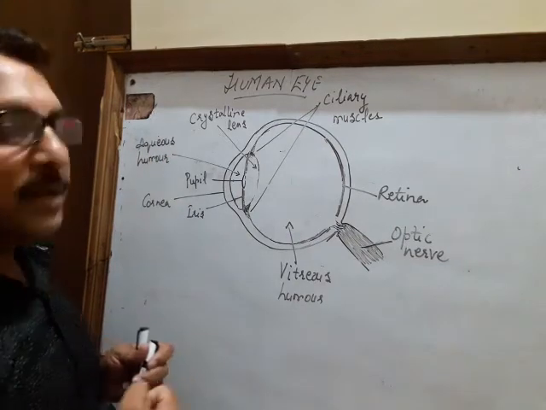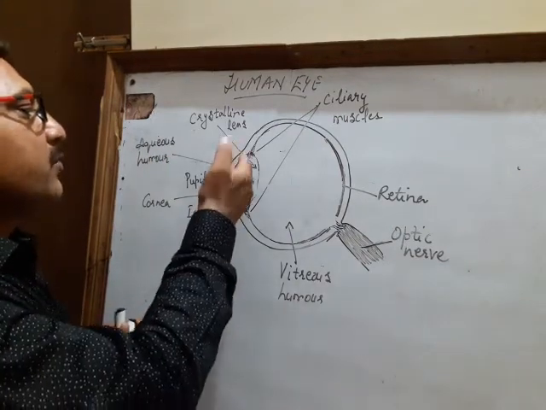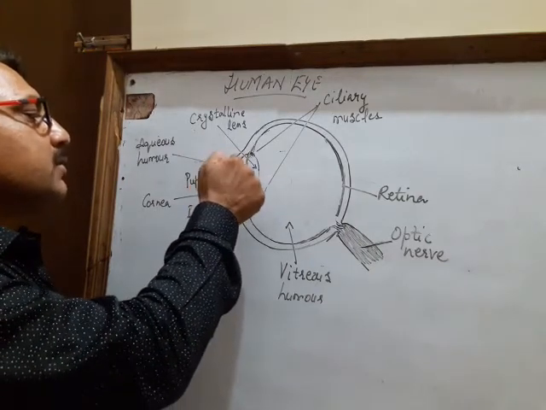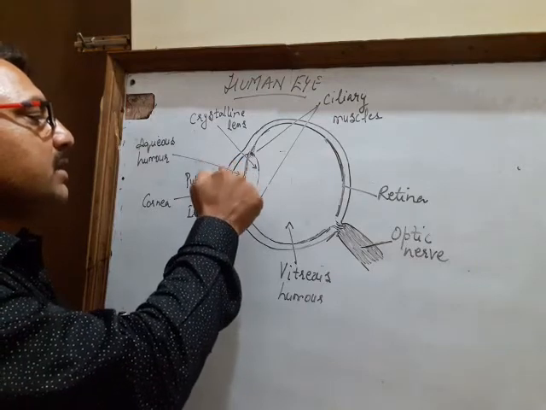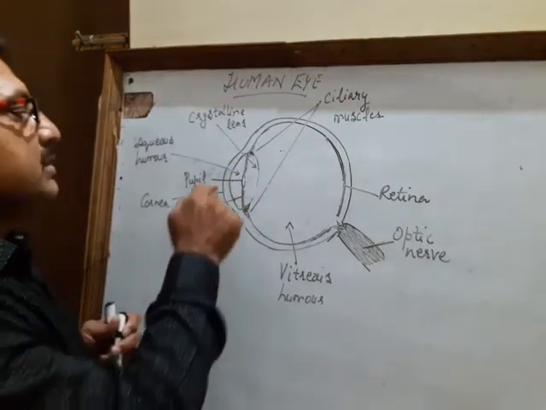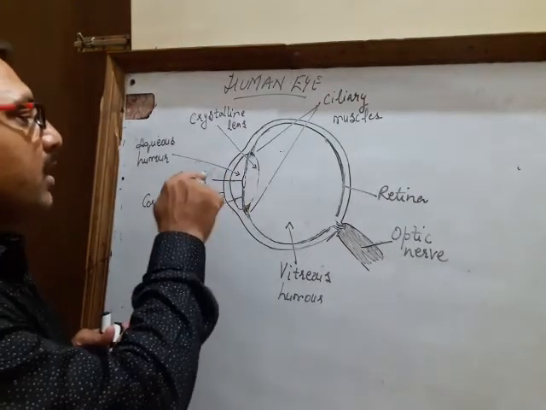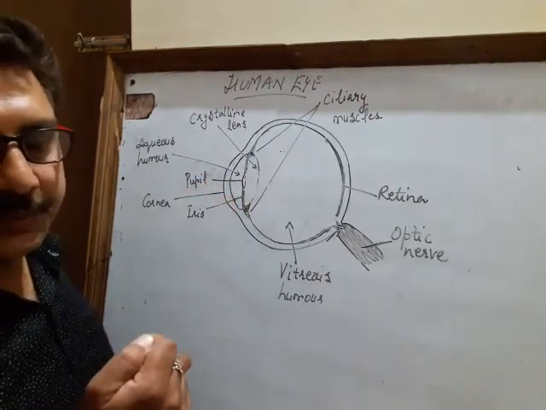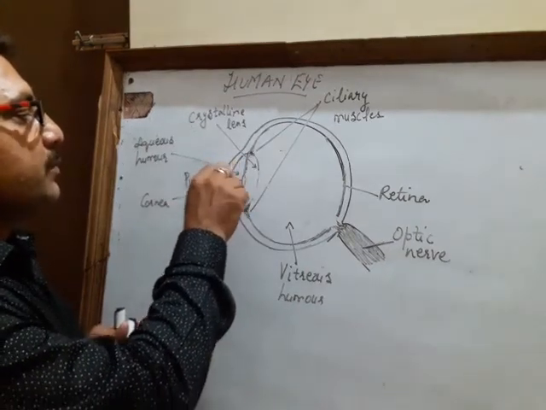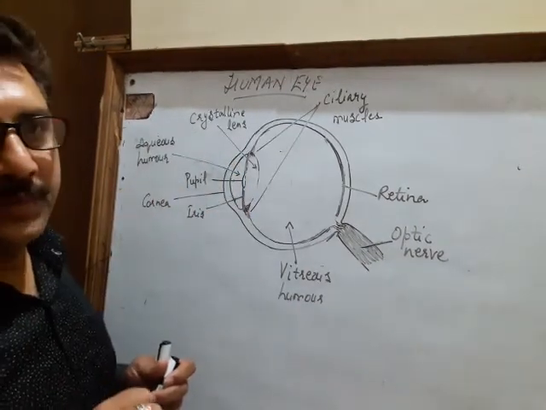While aqueous humor produces a watery fluid. You can see this portion is the portion in which aqueous humor is filled. So this produces a watery fluid which nourishes the cornea and the lens also. So the aqueous humor protects the lens system.